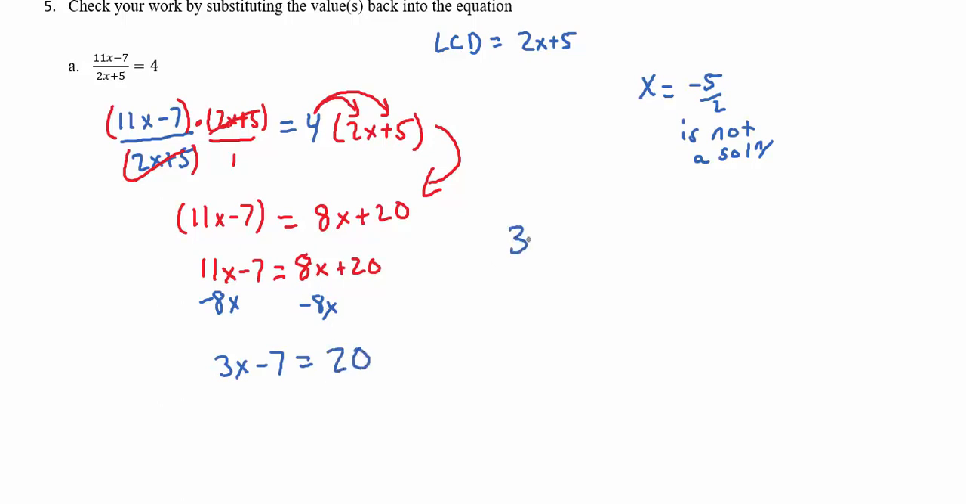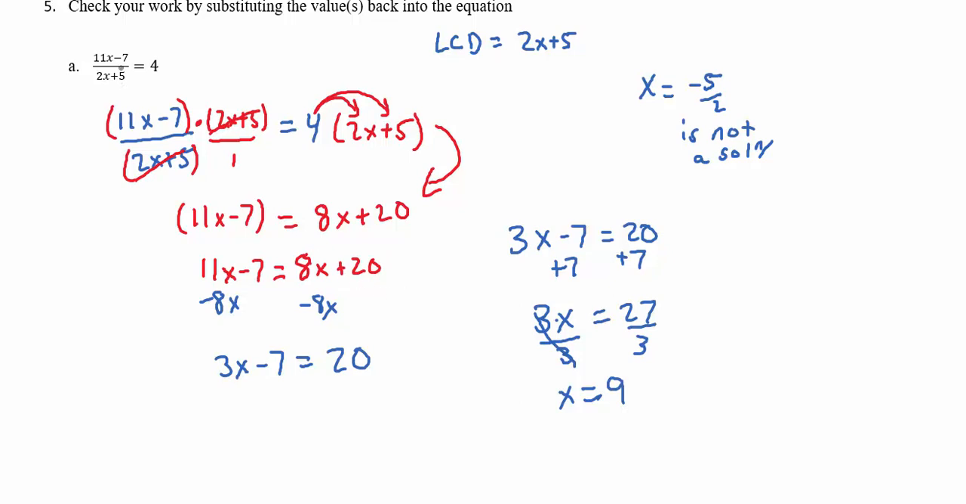So on the right-hand side, I just have 20. To solve that equation, I'm going to simply add 7 to both sides. Negative 7 plus 7 is 0. 20 plus 7 is 27. The 3 is being multiplied, so to take it to the other side, I will divide by 3. 3 divided by 3 is 1. 1 times x can just be written as x. And 27 divided by 3 is just 9. Since my result isn't the number negative 5 halves, it's likely going to check unless I made some mistake here.